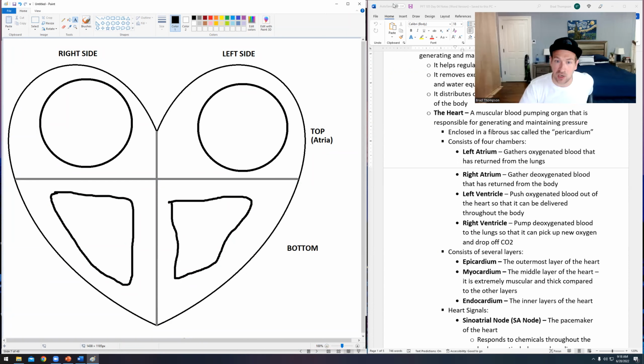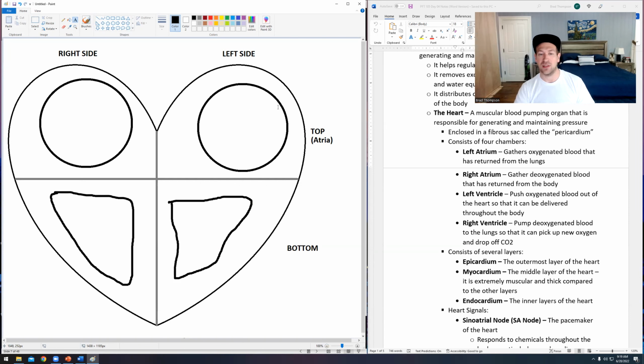So your atriums are going to gather blood that has returned back to the heart. That's their job, right? Both the right atrium and the left atrium gather blood as it returns to the heart when your heart relaxes. When your heart relaxes, this chamber opens up and it's empty, there's very little pressure in there, so fluid is naturally going to want to move to that area of low pressure. The atrium is slowly going to fill up with blood.